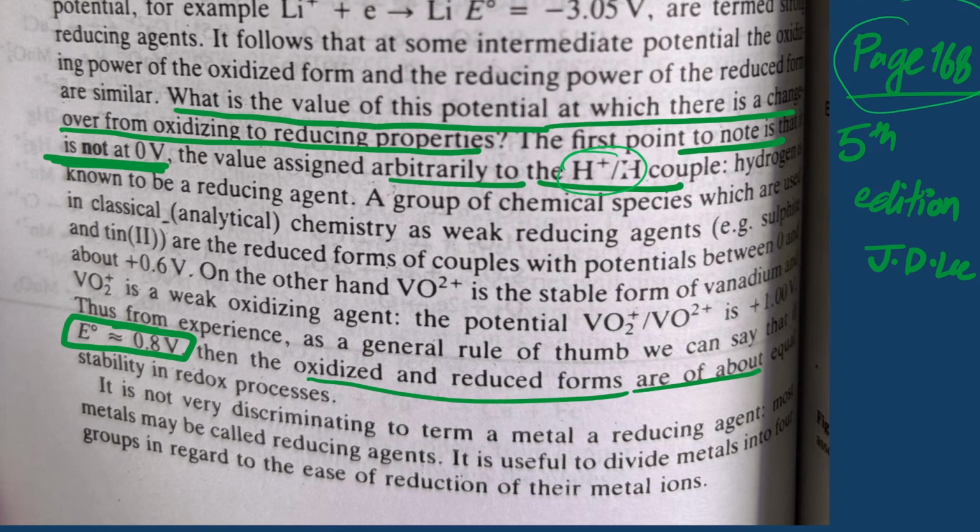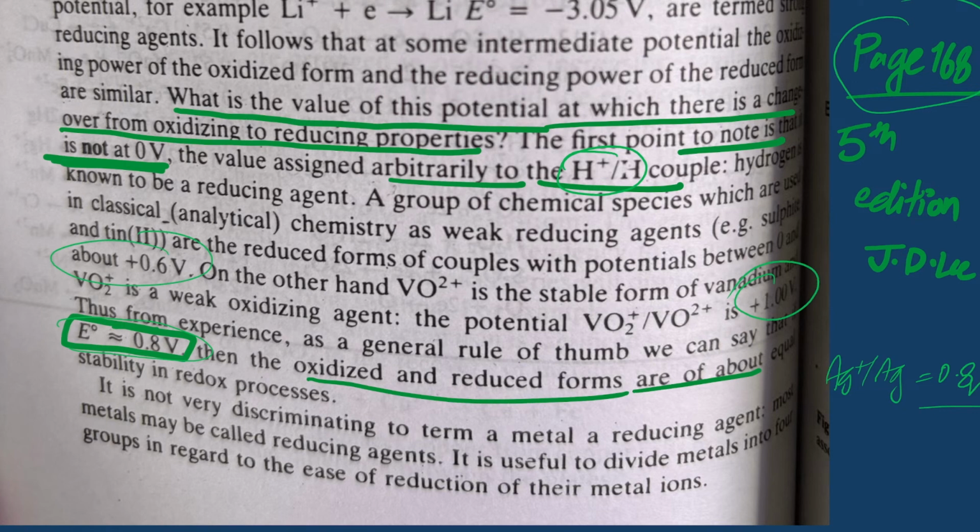What they're saying is that from experience, around this 0.8 volts, which is actually the silver couple, it's neither an oxidizing agent nor a reducing agent, okay? And they've given a lot of theory around it, right? They're saying around this point it is this, around 1 it is that.